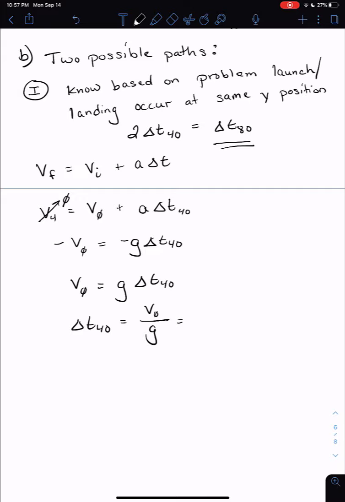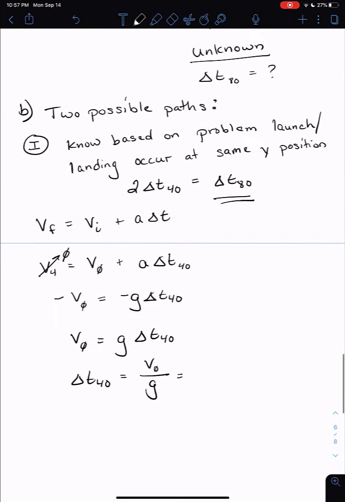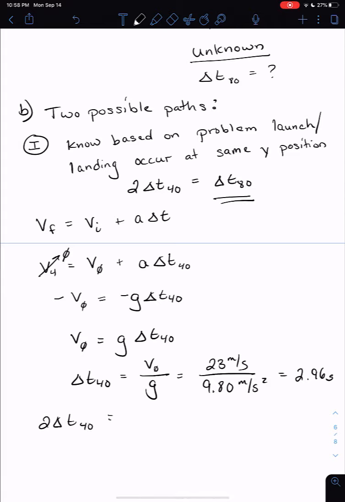Plugging in my numbers, that velocity was 23 meters per second, and g is 9.80 meters per second squared. Plug that into your calculator, you should get 2.96 seconds. Then I multiply that by 2 to get my final answer, since what I've done so far is only find half the time. I will find the total elapsed time is then 5.9 seconds. Okay, so that is possible path 1.